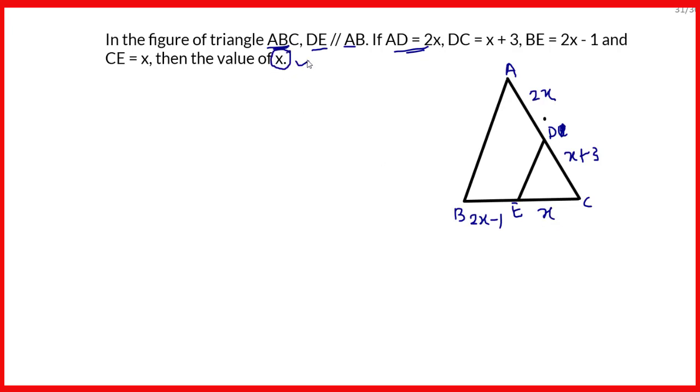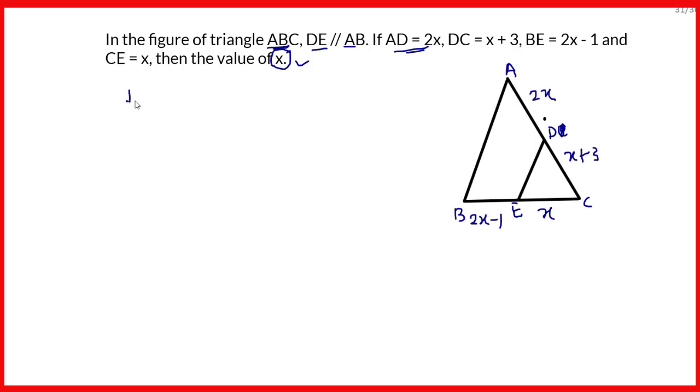It is very simple, friends. In triangle ABC, DE is parallel to AB, so we can apply the basic proportionality theorem: DC upon AD is equal to EC upon BE.